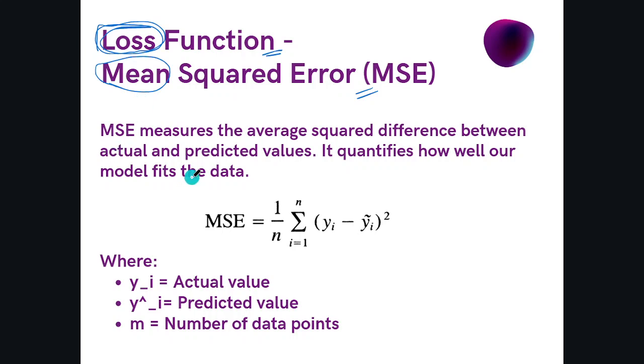Okay, so what is MSE? It is the average. Here we can see the formula. Here n is the number of data points, yi is the actual value, the actual outcome, and yi hat is basically our predicted value.